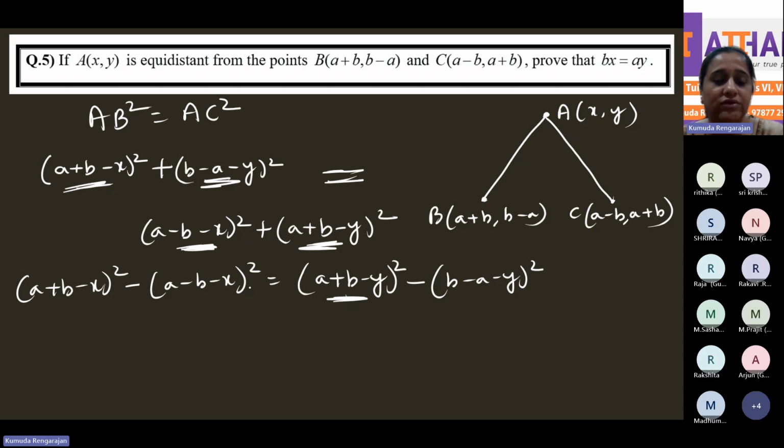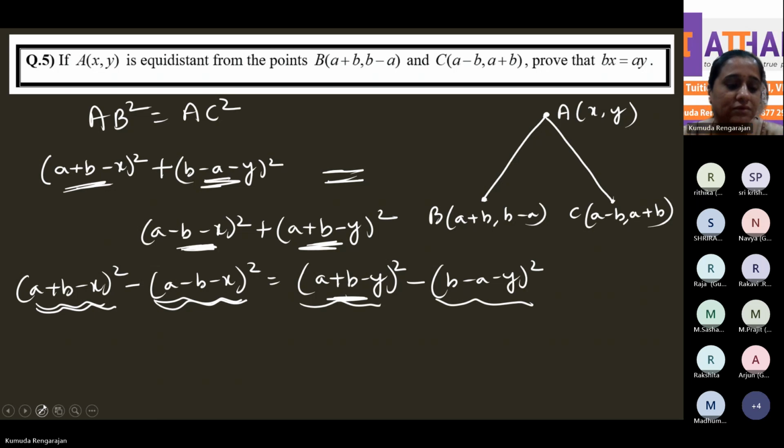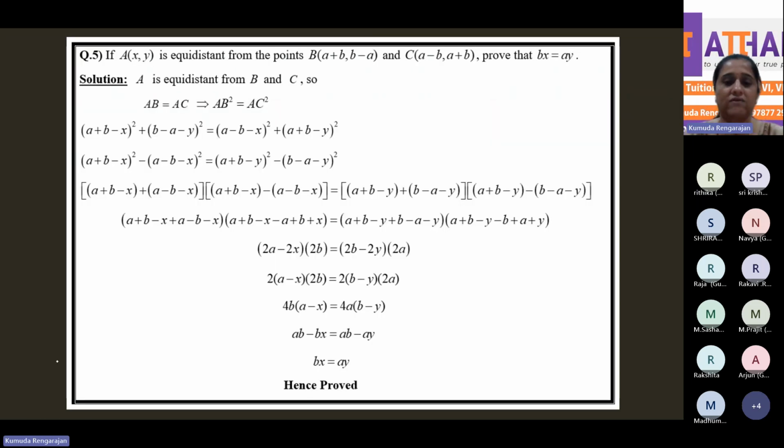Now you can treat it as a difference between 2 squares. You can treat it as A square minus B square, which is A plus B into A minus B. That becomes a lot easier and saves time. Again, this one is like A square minus B square, so A plus B into A minus B. Like this, you can save time in calculating. You can see the answer here. After that is simple.